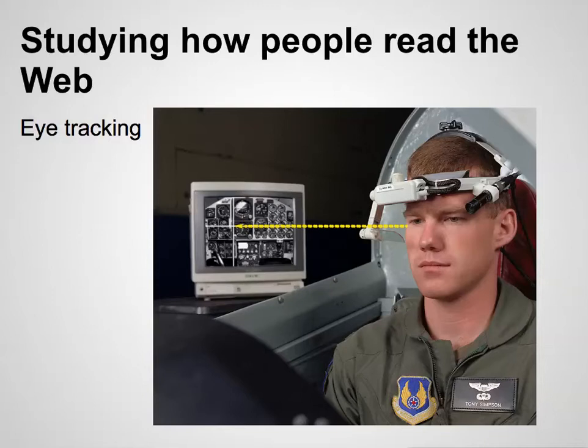So how do people read the web? Well, studying how people read the web has generally been done with eye tracking devices, and here's an example of a military application of an eye tracking device being used to determine what this research subject, in this case a pilot, is looking at on the dash of his plane. So eye tracking studies have been done with the web, where people have been fitted with this device and asked to use websites or find information, and we can see what people are looking at and what they're doing online and where they look.